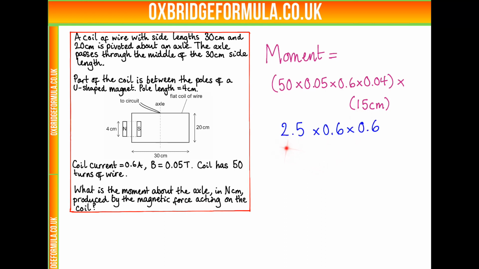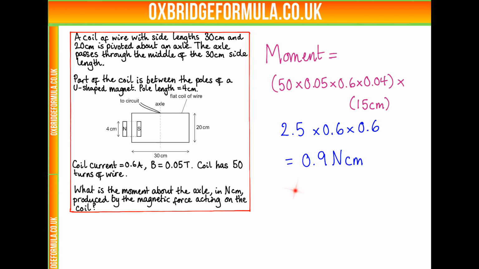So we have 2.5 from this part times 0.6 times 0.6 from 15 times 0.04. So this is 2.5 times 3/5, which will be 1.5 times another 3/5. We get 0.9 Newton centimeters. So whenever dealing with these questions, especially with magnetic forces, think of BIL, and then the number of turns as well should be incorporated into this. And then for a moment we simply multiply by the distance from the axle or pivot.